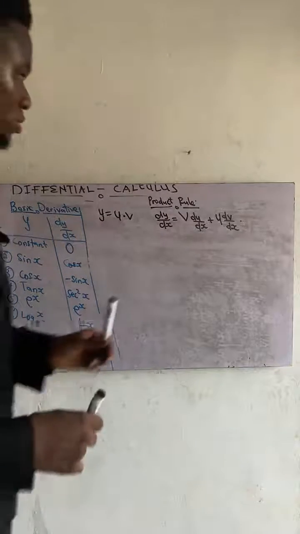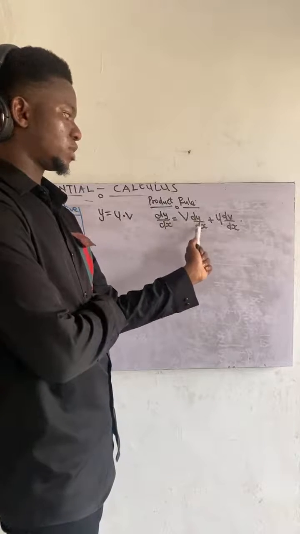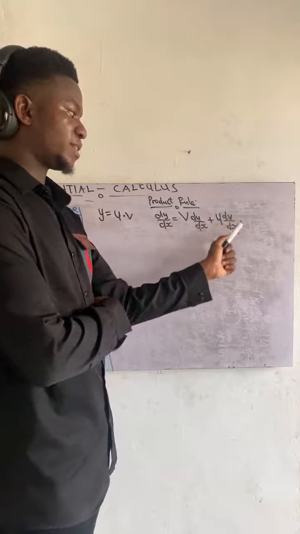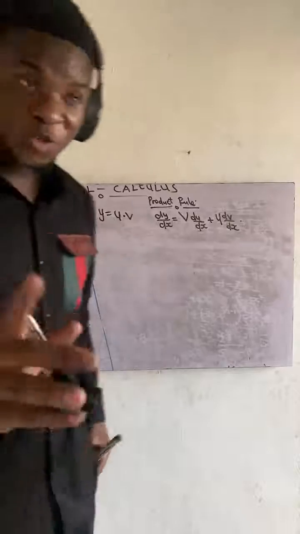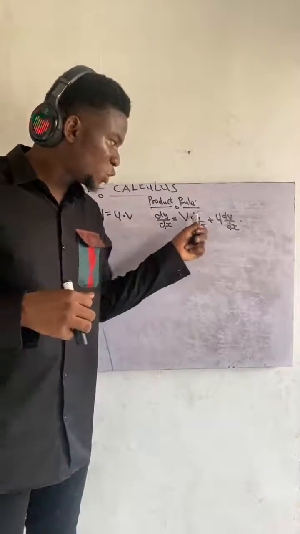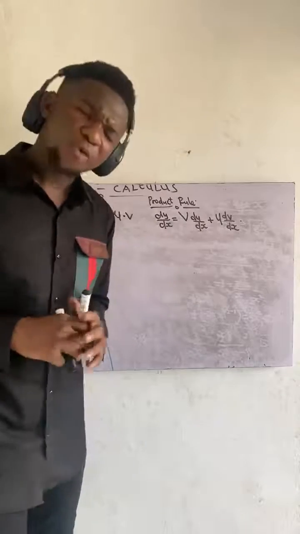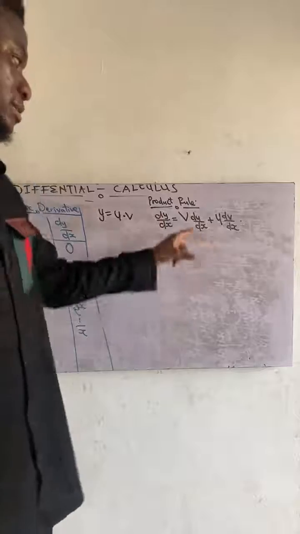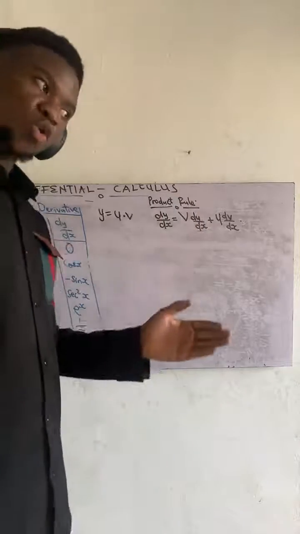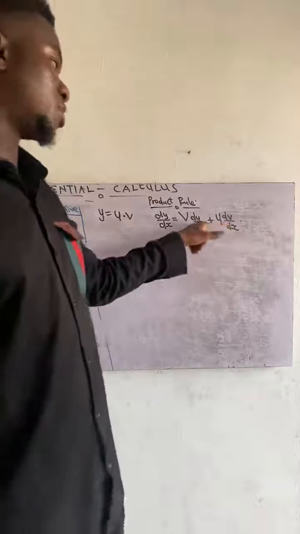Now, guys, look at this. The formula for dy/dx is what? v du/dx plus u dv/dx. In some particular textbook, you might see this as u dv/dx plus v du/dx. Now, you see, the arrangement does not matter, although it matters a little. The reason why the arrangement does not matter is because what is here is what?